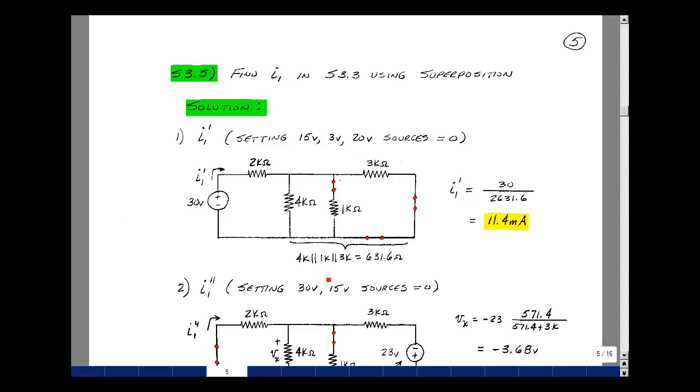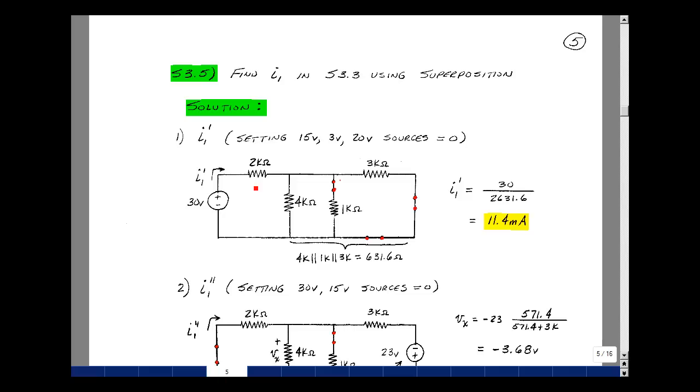So I found the parallel combination of 4K, 1K, and 3K using my calculator and a technique we talked about in the supplemental problems in Chapter 2. I found that the result was 631.6 ohms. Now when you have resistors in parallel, the result is always smaller than the smallest resistor. In this case it was 1K, and the 631.6 seems reasonable.